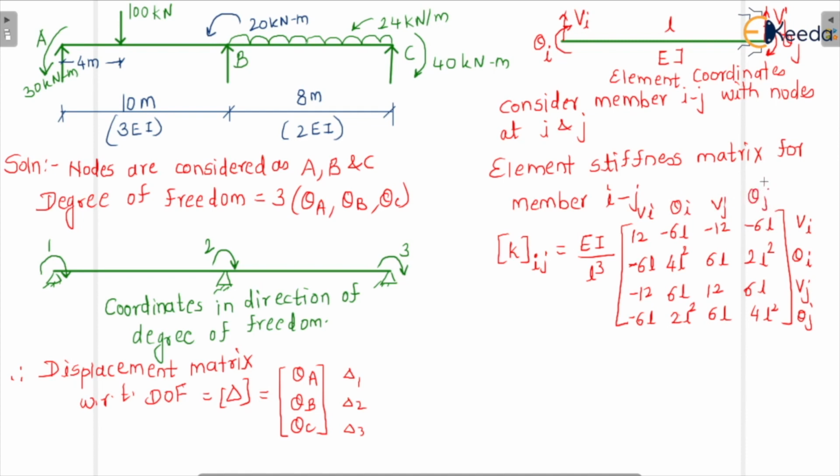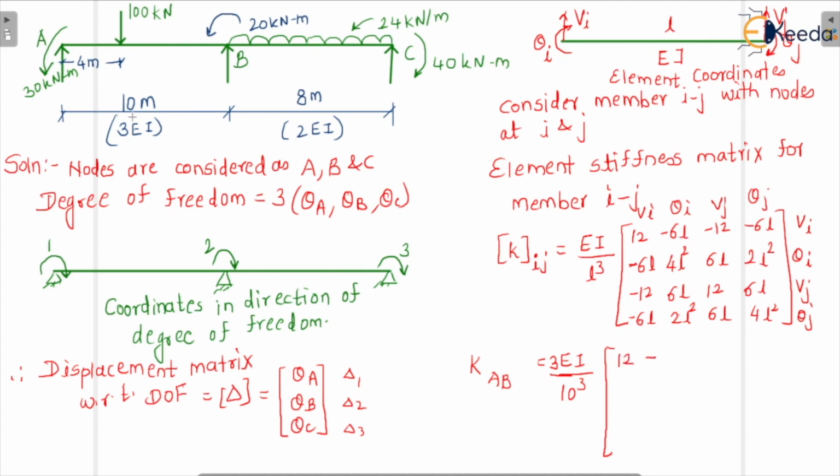Now let us substitute all the values. For member AB it is 3 EI by L cube, where L is 10, so make it 3 EI for member AB. Let us find out the matrix for AB: 3 EI by 10 cube, and write down all the corresponding values. What is it? 12, minus 6 into L, 12, minus 6 into L.